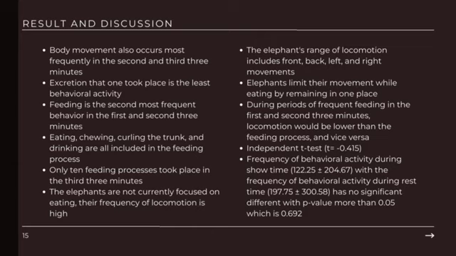Elephants have a big appetite, but they cannot digest food properly. Because of that, they only absorb about 44% of the food they consume. Only 10 feeding processes took place in the third 3 minutes.